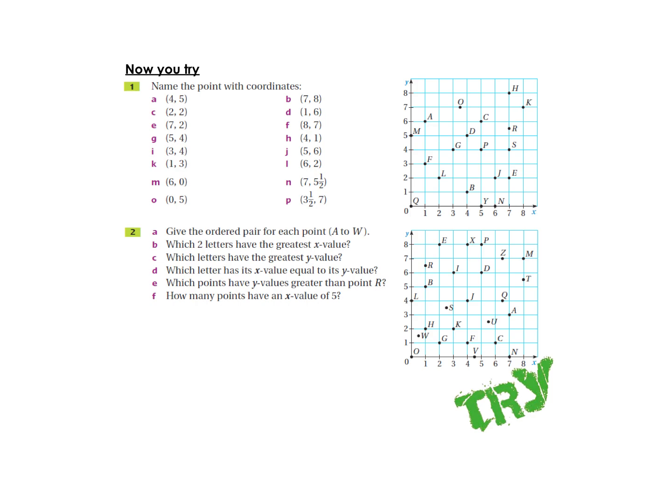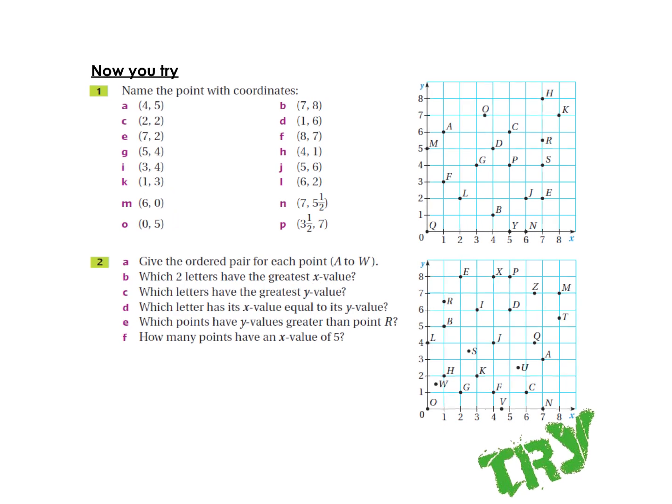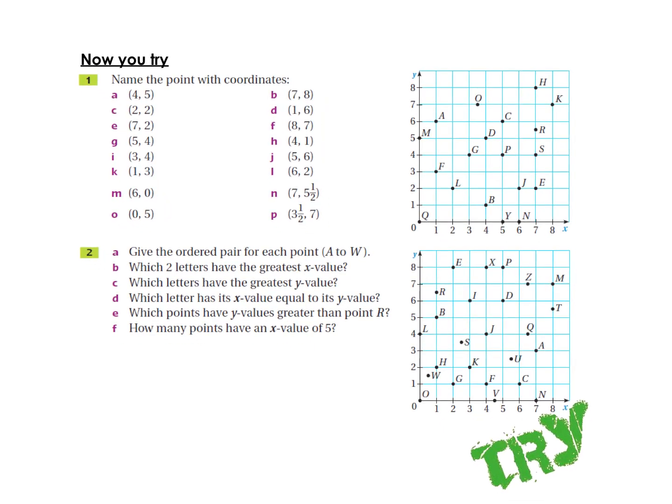You try. Name the point with the coordinates. You try. So, I guess what you could do is you could pause it, and then in your book, you could go A, B, C, and you could write down the coordinates. So for A, 4, 5, you'd write D. And what I'm going to do is I'm going to go ahead and write all of the answers down so you can check it.